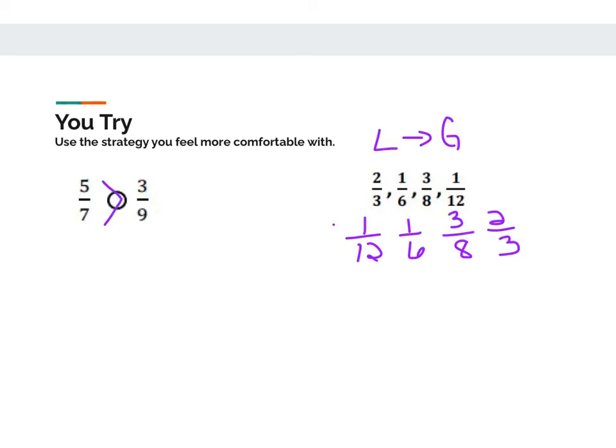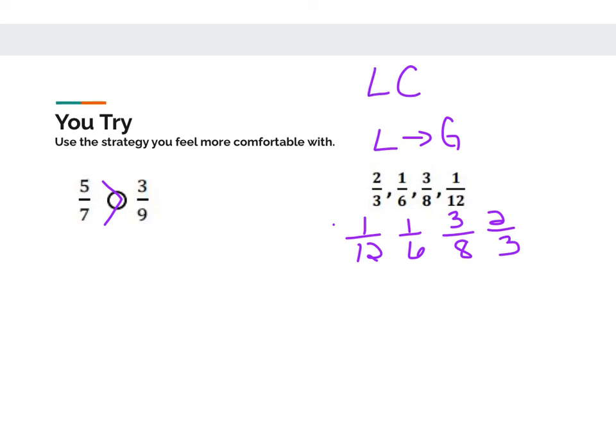Okay, so here are your answers. So 5/7 is greater than 3/9. Make sure that you understand that this is going to be the correct answer. If you did it incorrectly, make sure you go back and see what you did wrong. And then the second problem is least to greatest. So you have 1/12, 1/6, 3/8, and 2/3. Again, if you got this incorrectly, go back and see what you could have done wrong. The common denominator, I'm going to give you that.